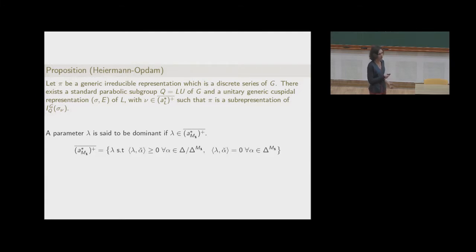I will talk about dominant parameter. So this is like the definition of dominance. You need to be positive for all the roots which are not in M1. And of course, you will be 0 for all the roots which are in M1.